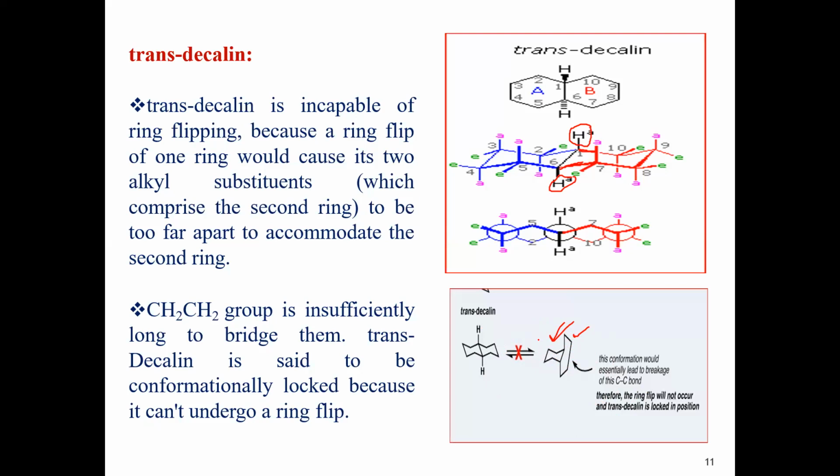Therefore, the CH2 groups, this CH2 and this CH2 group, are insufficient to bridge the long distance. Trans-decalin is conformationally locked because it cannot undergo ring flipping.